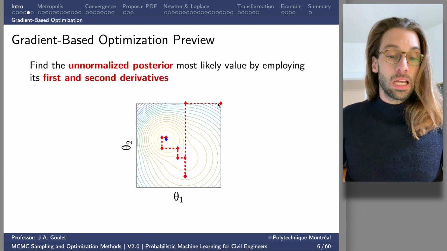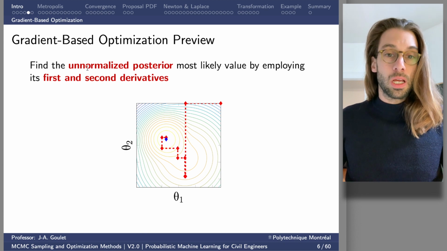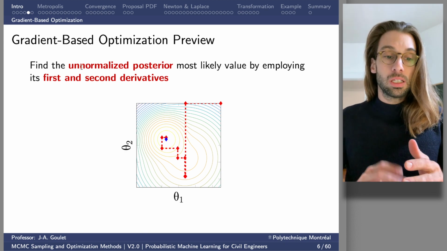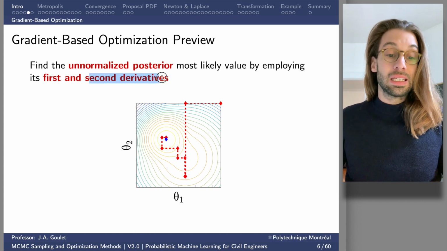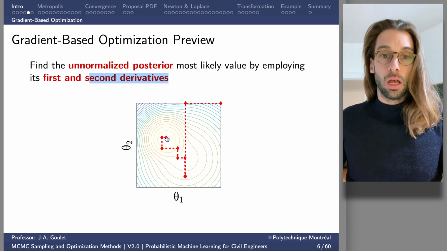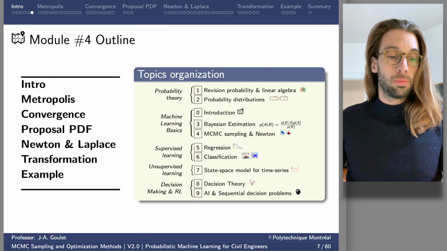In this case, we're going to find the most likely value for the unnormalized posterior, and we're going to see two types of methods, first or second order methods, that rely only on the first and second derivative of the function I'm trying to seek the max for.